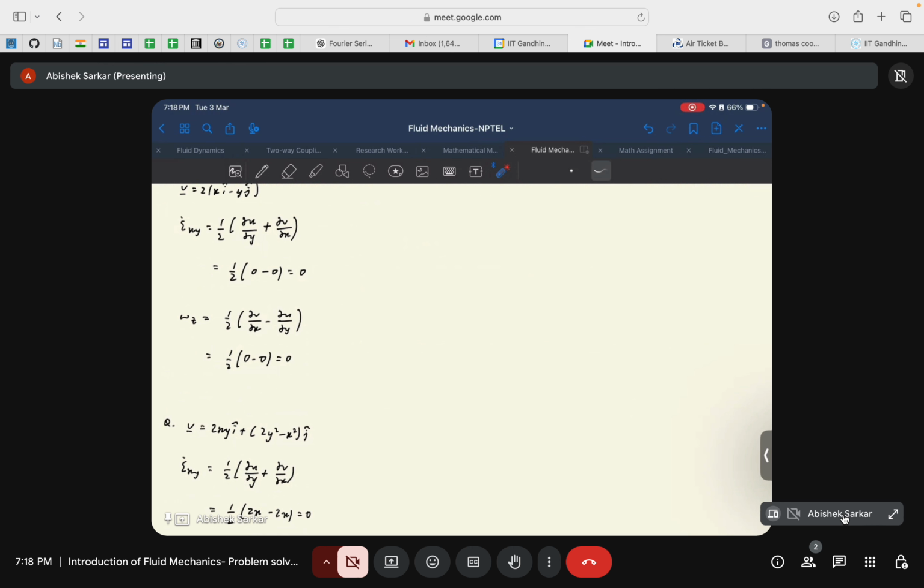Let us now take some relevant problems. Maybe you can help me out. These problems are very simple, so I'll give you 2 minutes for each problem, and then we can look into the solution. We have a two-dimensional velocity field, that is 2x i cap plus 2y square minus x square j cap. The rate of angular deformation, that is epsilon xy, and vorticity have to be found. Which of the following relations are true? I'll give you 2 minutes to solve it, and then we can proceed.